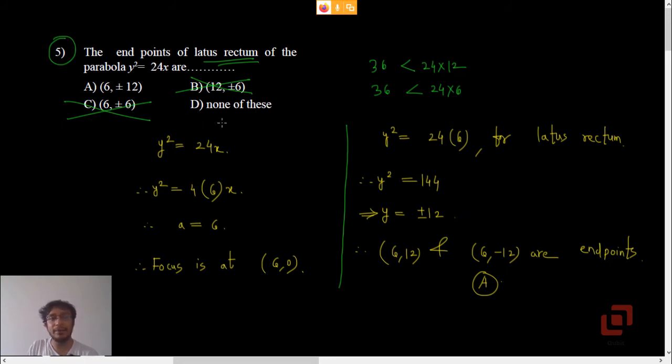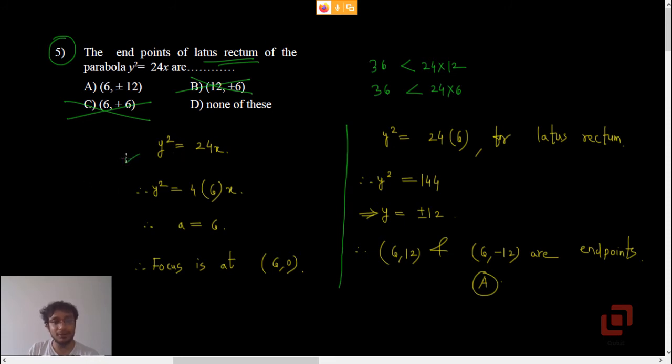So had D been a pair of points which did not lie on the parabola, then you would have happily marked A without even knowing what latus rectum is. All you have to know is that the latus rectum's endpoints lie on the parabola. But in this case we should be 100% sure, so we consider the possibility of none of these options. So we have to now go by the standard method.